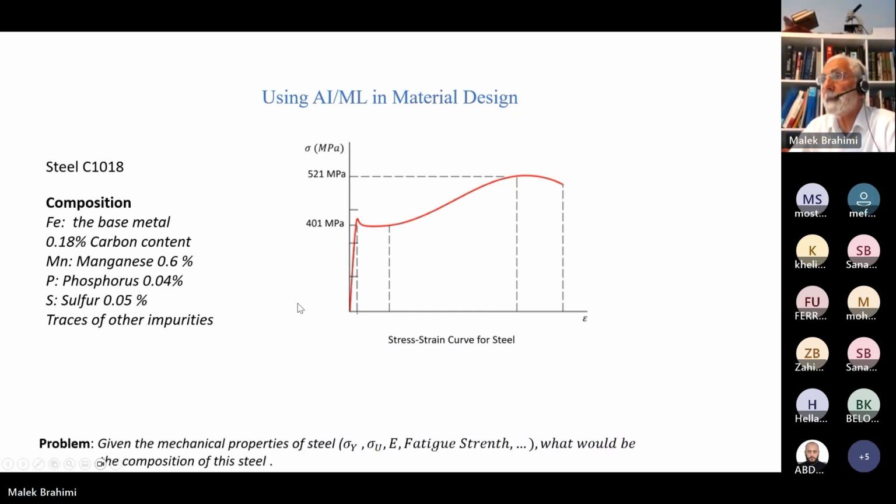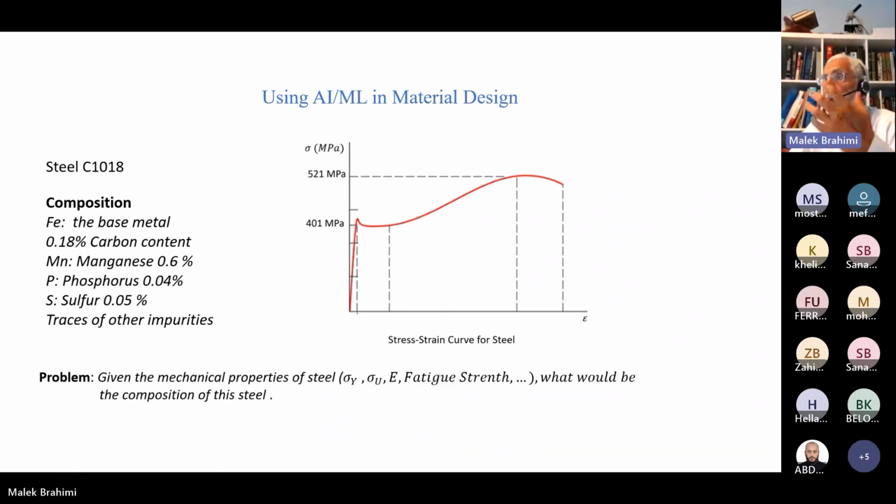ففي let's propose the following problem here. So this is a problem. We assume this problem. Given the mechanical properties of steel, that's sigma y, sigma u (ultimate), modulus of elasticity, fatigue, etc. We have a bunch of properties which I have. You know, I didn't perform any test. I didn't do any testing. I just started with these mechanical properties, and I asked the question: what would be the composition of this steel?